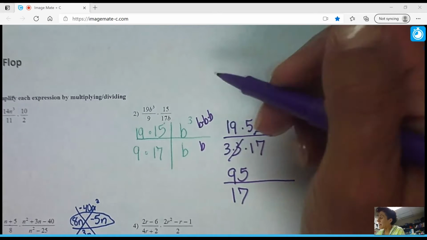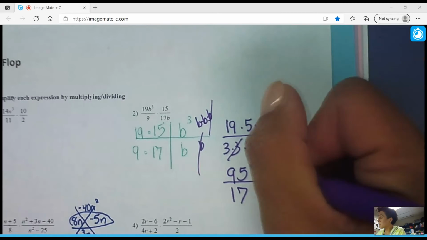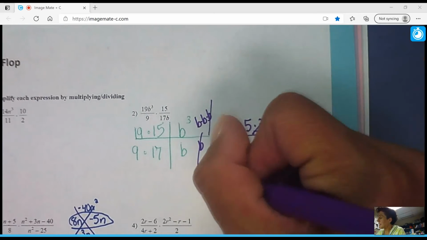And as far as this goes, if you remember, this says there's 3 b's on top multiplying and 1 b in the bottom, and I can take out one of those b's, so I'm just left with 2 b's on the top. And that's the same idea as number 1.